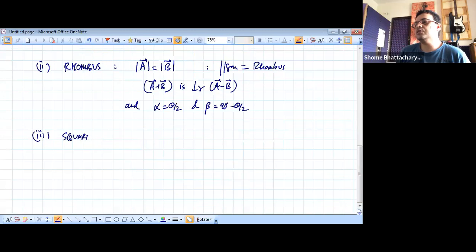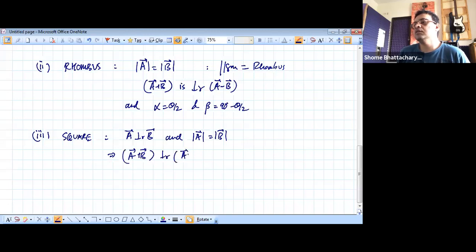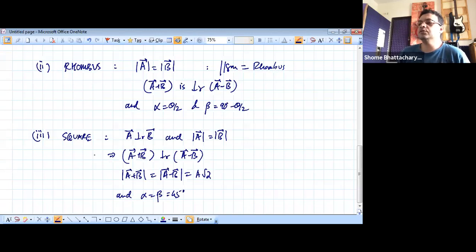So square is nothing extraordinary. It's just A is perpendicular to B, and magnitude of A is equal to magnitude of B. इस केस में क्या होता है? A plus B is perpendicular to A minus B. Okay. Mod A plus B becomes equal to mod A minus B, becomes equal to A root 2. Okay. And alpha becomes equal to beta, becomes equal to 45 degrees. This is the special case of the square.